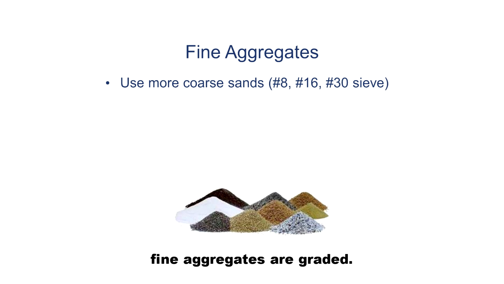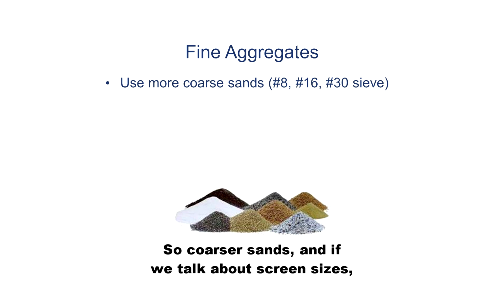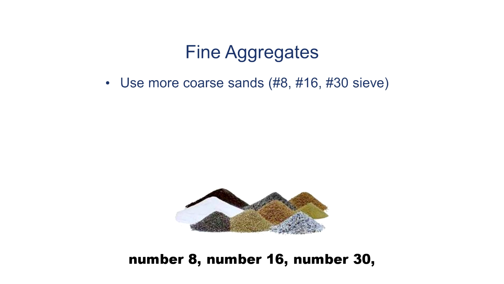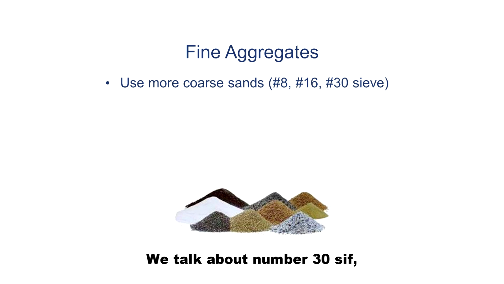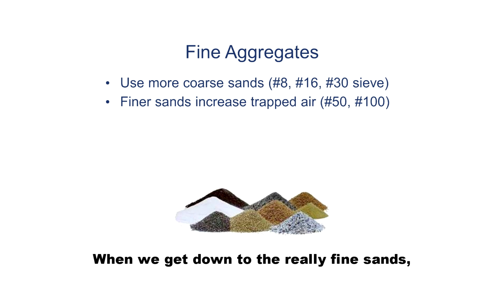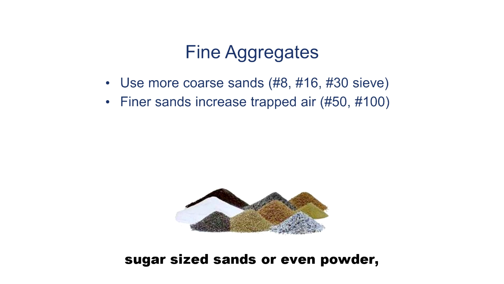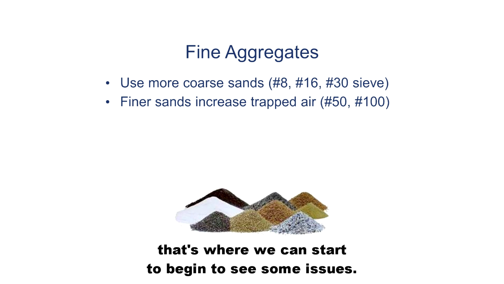Just like coarse aggregates, fine aggregates are graded. So coarser sands, if we talk about screen sizes, number 8, number 16, number 30, a number 8 screen is about 2 millimeters, or roughly 1/16 of an inch in size. We talk about number 30 sieve, which is a little bit finer. We're getting to be like a coarse salt, or a medium salt-sized particle. When we get down to the really fine sands, sugar-sized sands, or even powder, that's where we can start to begin to see some issues.